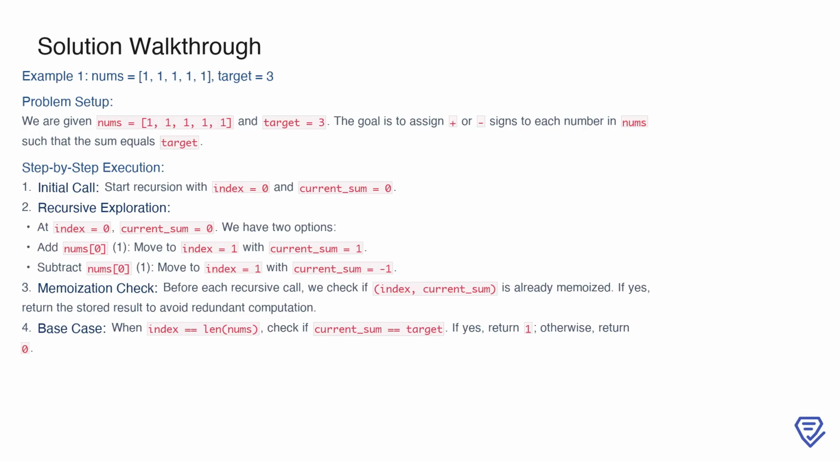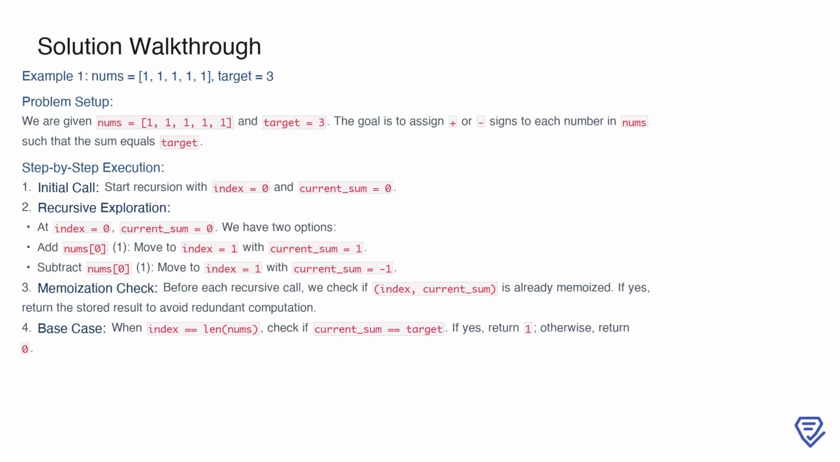In this example, we have nums equals 1, 1, 1, 1, 1, and a target of 3. The task is to assign either plus or dash to each number in nums so that their sum equals the target. To solve this, we start with an initial recursive call where the index is 0 and the current sum is 0. At each step, we explore two options, adding the current number to the sum or subtracting it. For instance, at index 0 with a current sum of 0, we can either add nums 0, which is 1, to move to index 1 with a sum of 1, or subtract nums 0, to move to index 1 with a sum of dash 1.